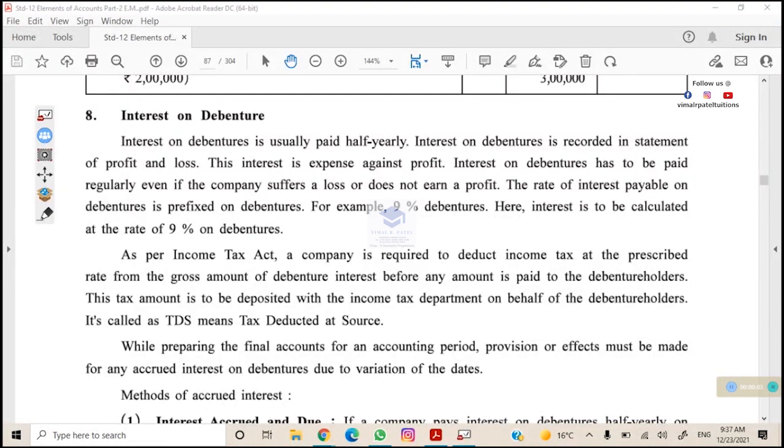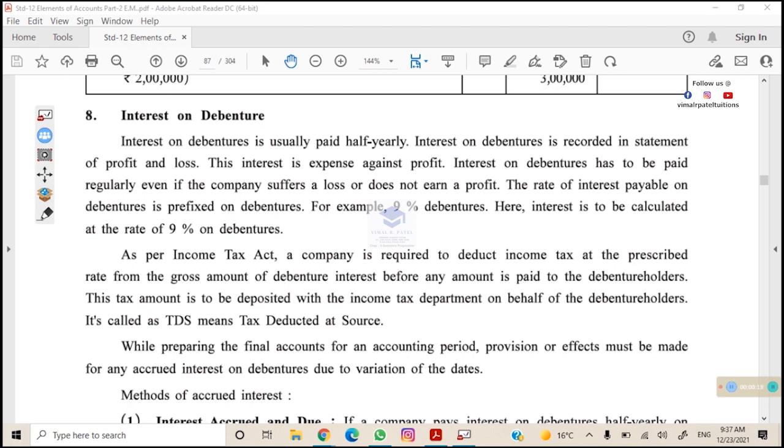Interest on debenture. Interest on debenture is generally paid half yearly. Sometimes it is paid quarterly, monthly, bi-monthly, or sometimes annually. Interest on debenture paid by a company is an expense, so it will be debited to profit and loss account.